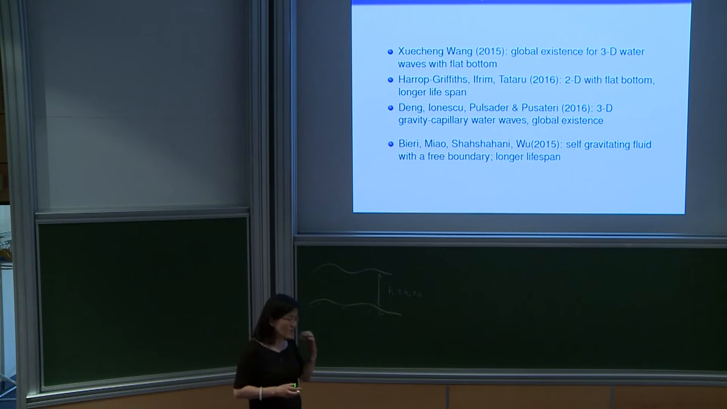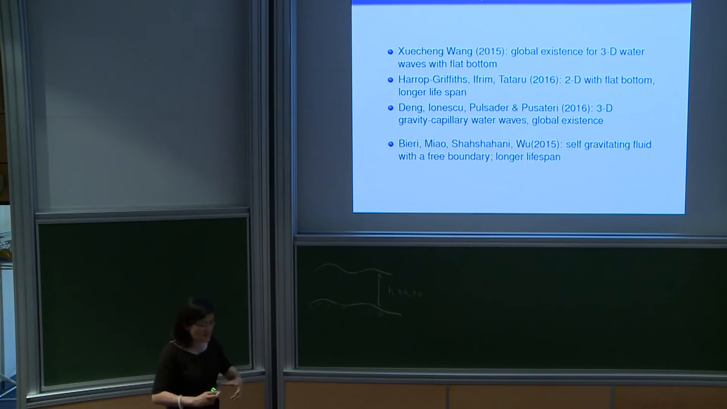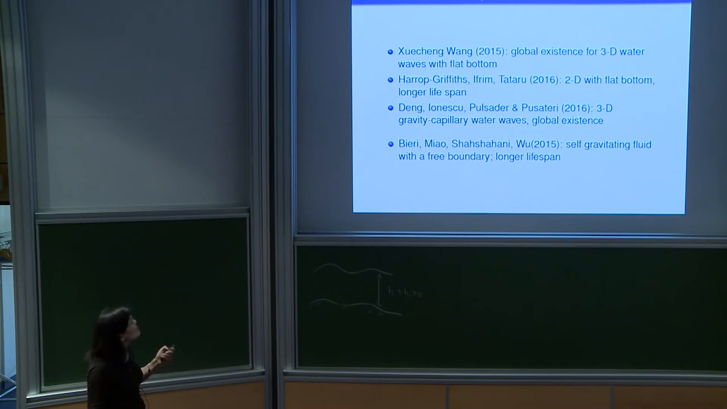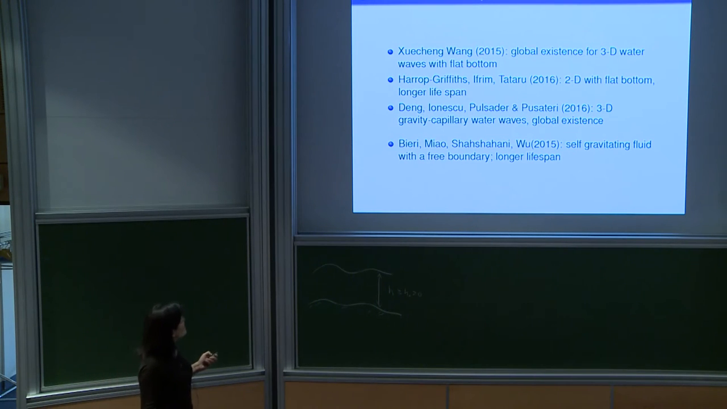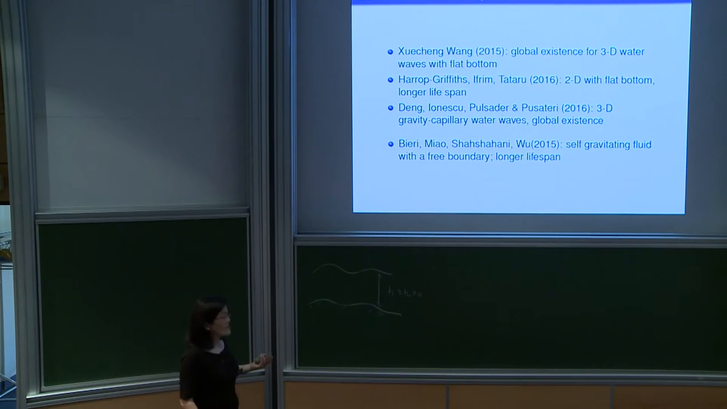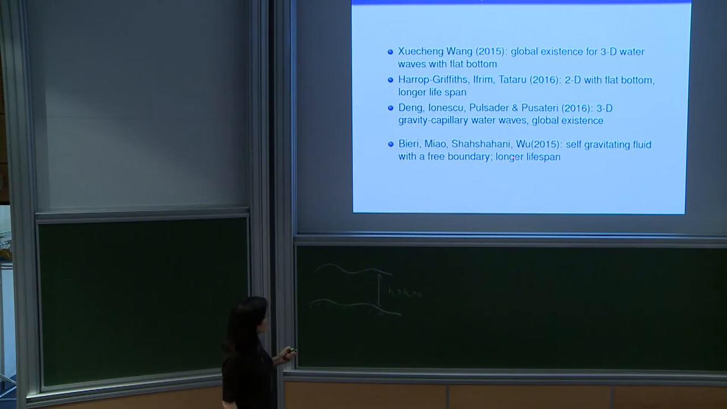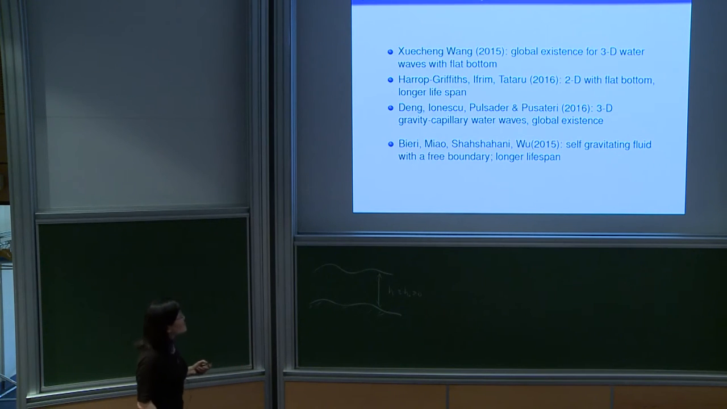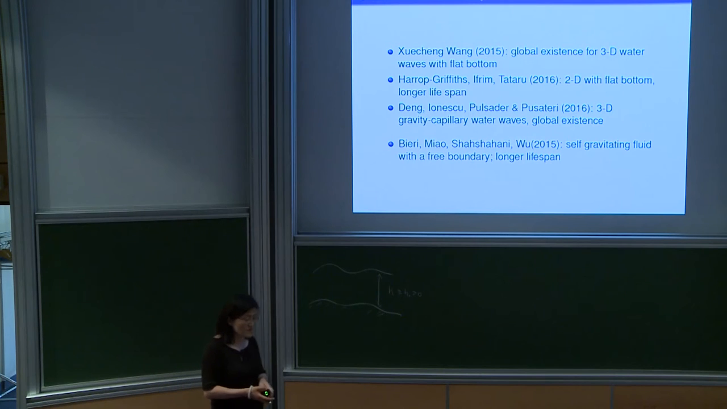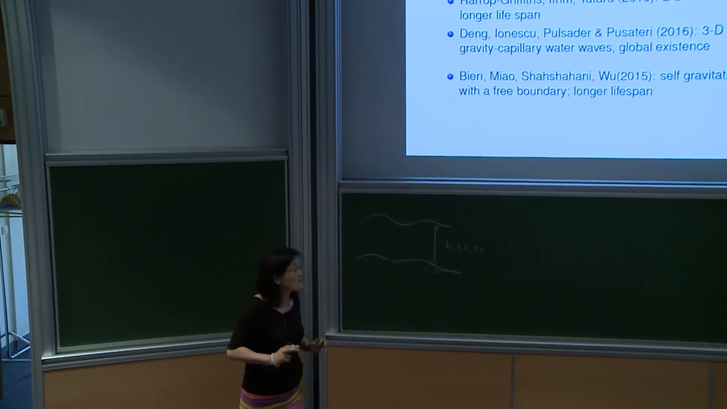So apparently with both gravity and capillary, the resonance set is no longer just one point. It's really a circle. But they can actually still handle it and got global existence for localized small smooth data. So here I also mention our recent work with Lydia Bieri, Shuang Miao, and Sohrab Shahshahani, where we studied self-gravitating fluids. Here the main difference is the gravity is no longer a constant. The gravity is a nonlinear one, which is a self-gravitating one.